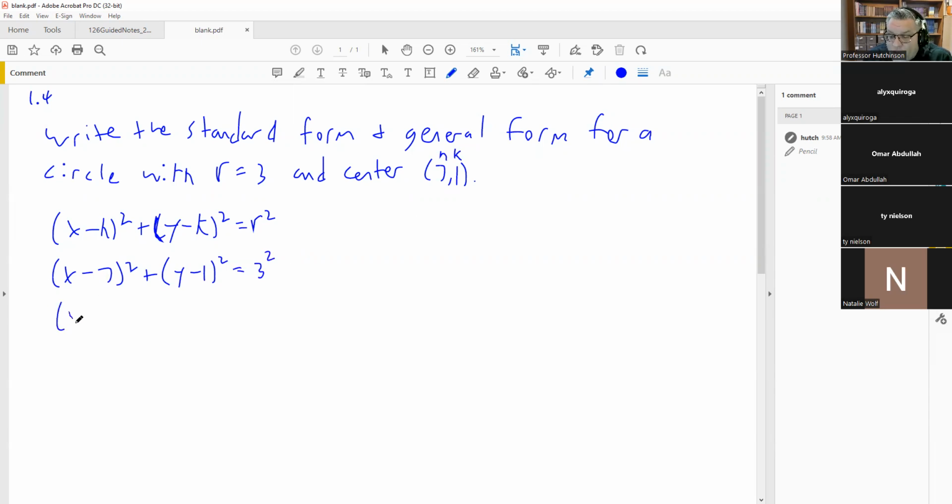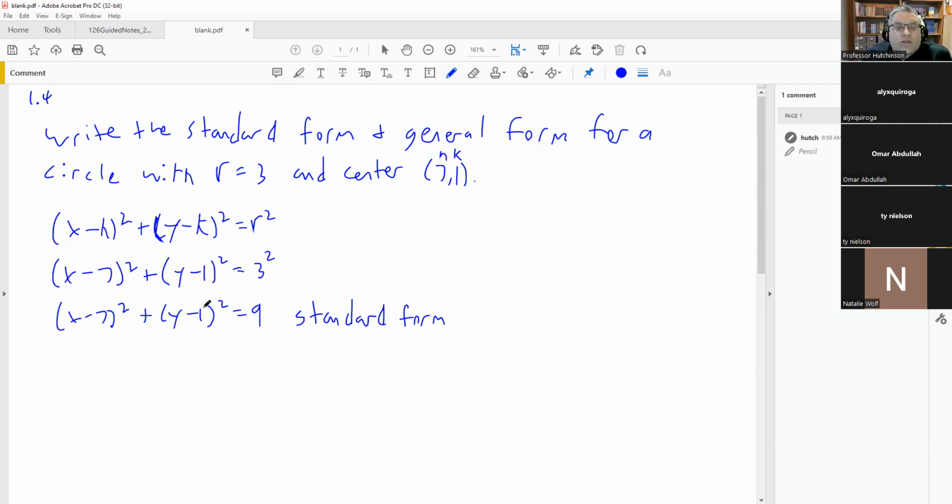And so then if we simplify that further, we get a 9 here. So this is going to be the standard form answer right there. And then the next thing it asks us to do is find the general form.